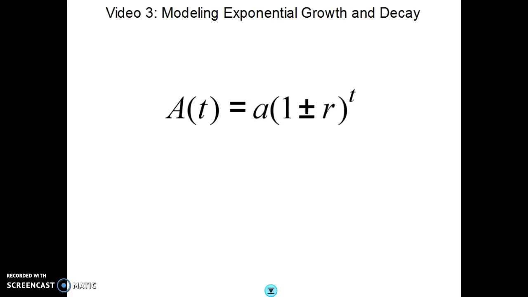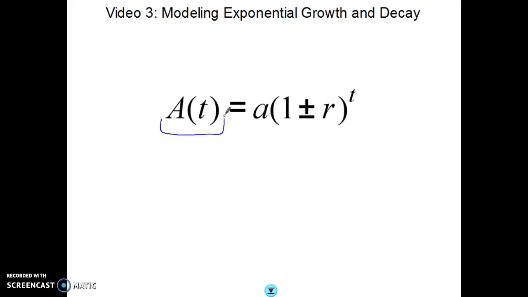Our last video for this section is on modeling exponential growth and decay in application problems. So the formula you see on the screen in front of you is the formula we will be using for the vast majority of these scenarios, and that we'll be using for all of the problems in this section. Let's break that down piece by piece.